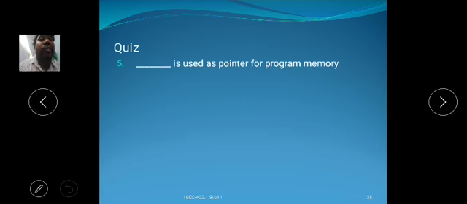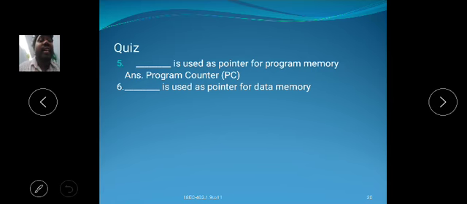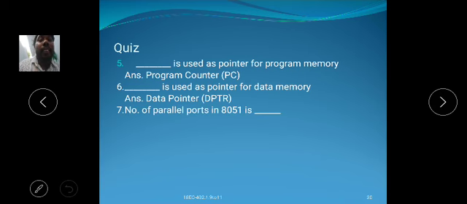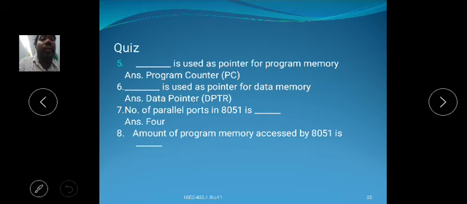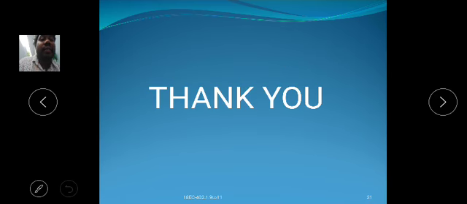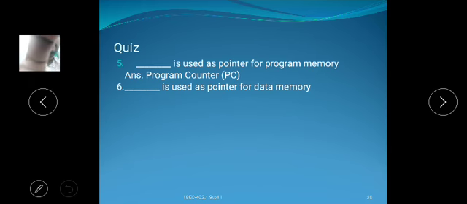Dash is used as a pointer for the program memory: the program counter is used as the pointer for the program memory. Dash is used as a pointer for the data memory: the data pointer. The number of parallel ports in the 8051 is 4 ports. The amount of program memory accessed by the 8051 is 64 kilobytes.